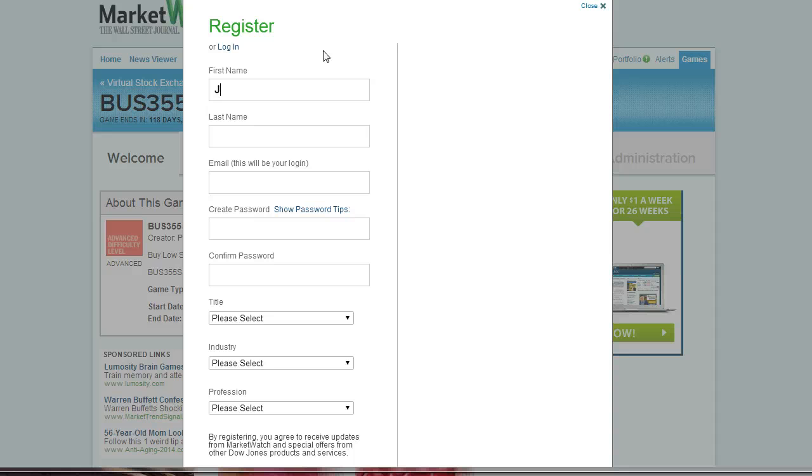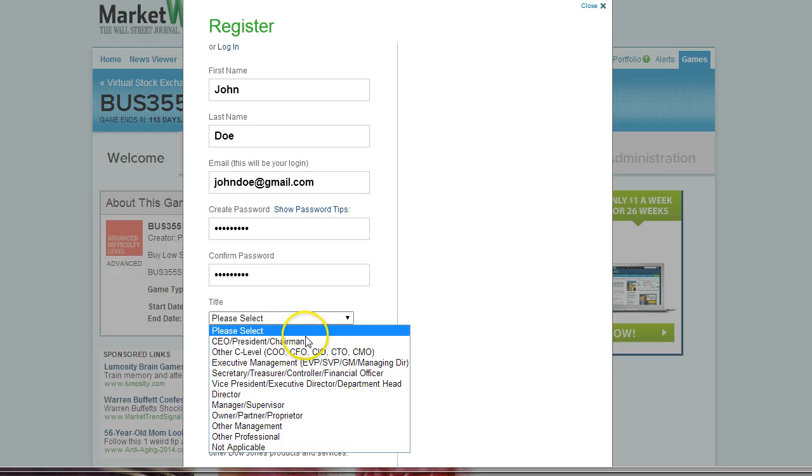This is where you put your name in, your email address, and this email address will be your login. Your password, create a password that you can remember. That would be great. Confirm your password. I can't retrieve your password if you forget it, so use something that you remember.